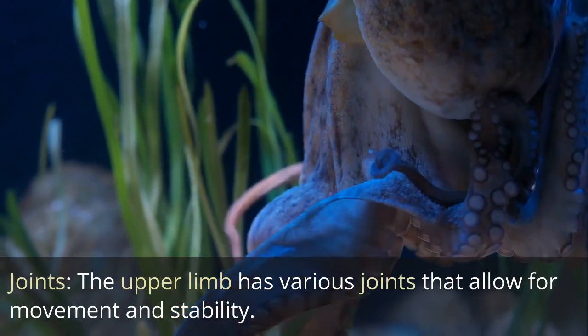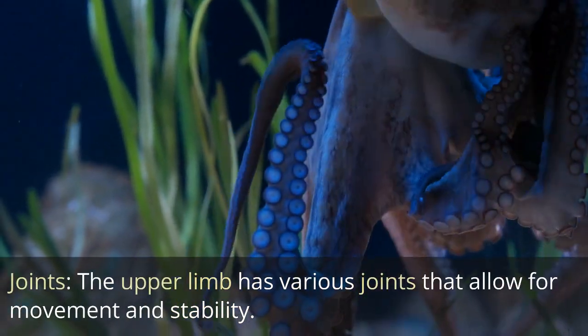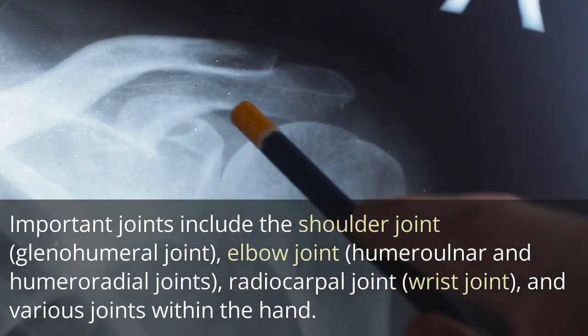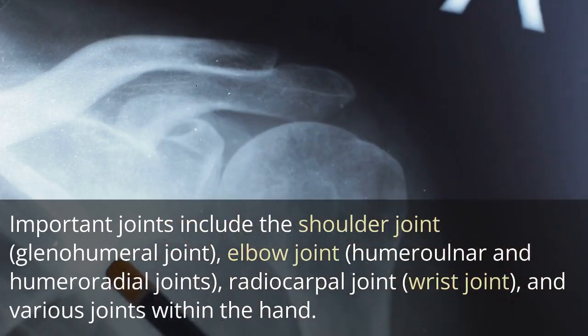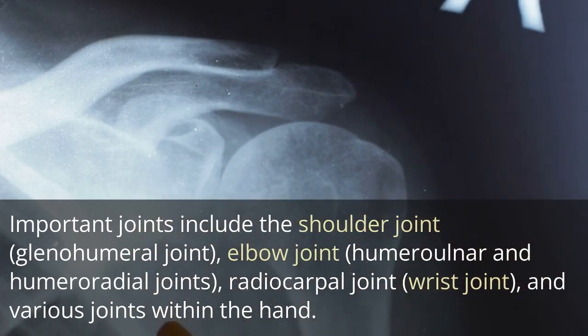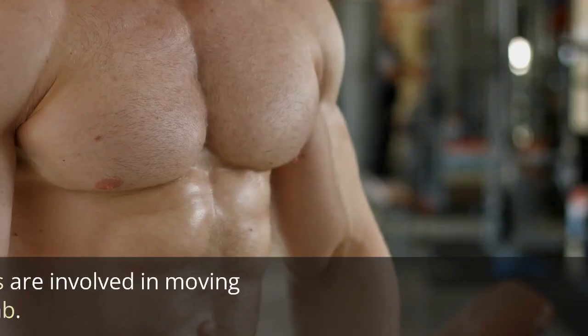Joints. The upper limb has various joints that allow for movement and stability. Important joints include the shoulder joint, glenohumeral joint, elbow joint, humeroulnar and humero-radial joints, radiocarpal joint, wrist joint, and various joints within the hand.